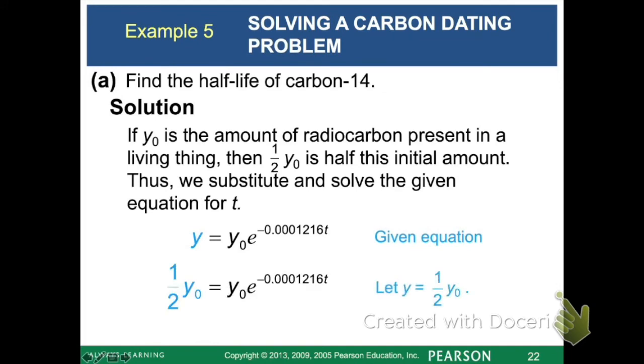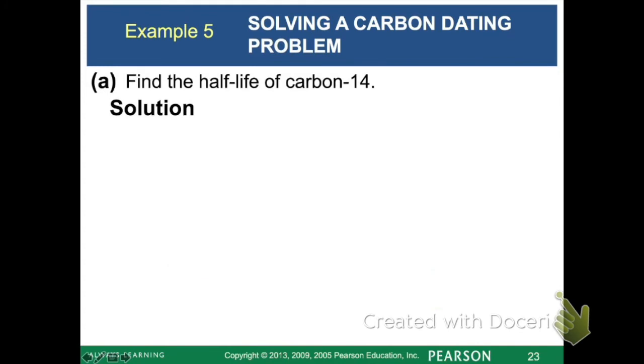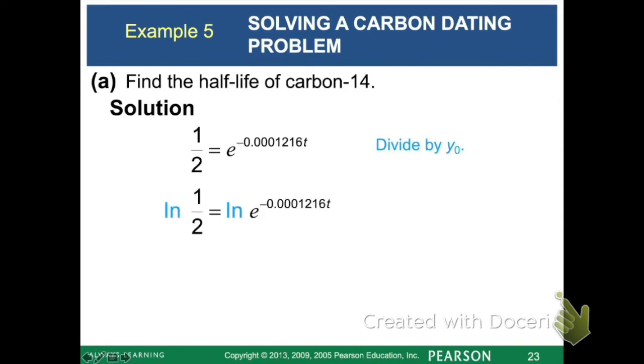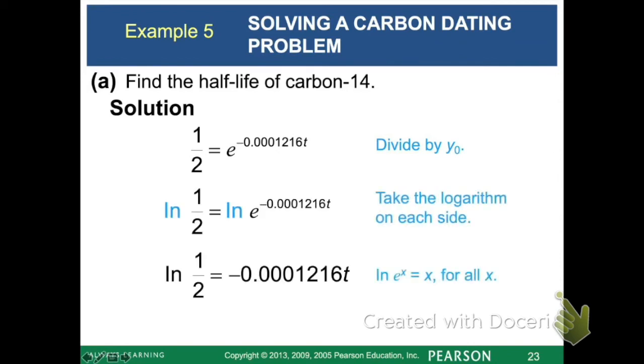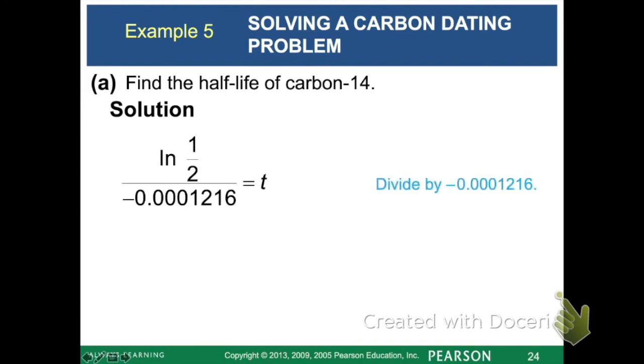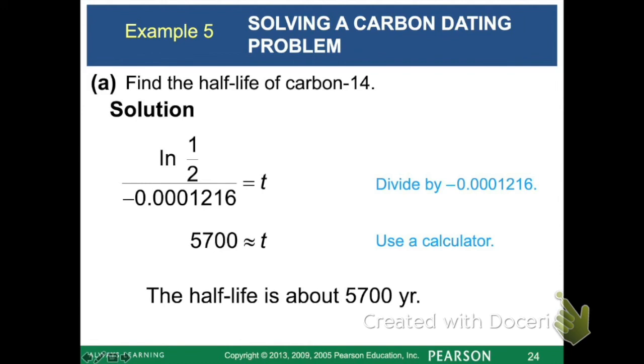So instead of Y, we're going to plug in 1/2 Y0. That's just saying half of what we started with, half of our initial amount. Next, we can divide both sides by Y0 and then take the natural log of both sides. Natural log and the base e cancel out. And then we can just divide by the decimal on the right side with t. In the end, we get t equals 5,700. So the half-life is about 5,700 years.